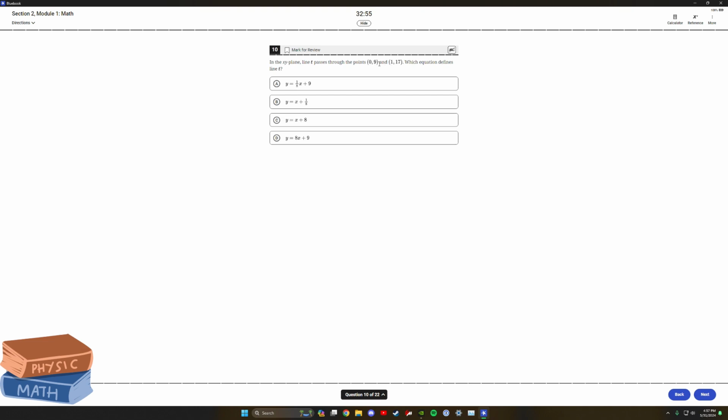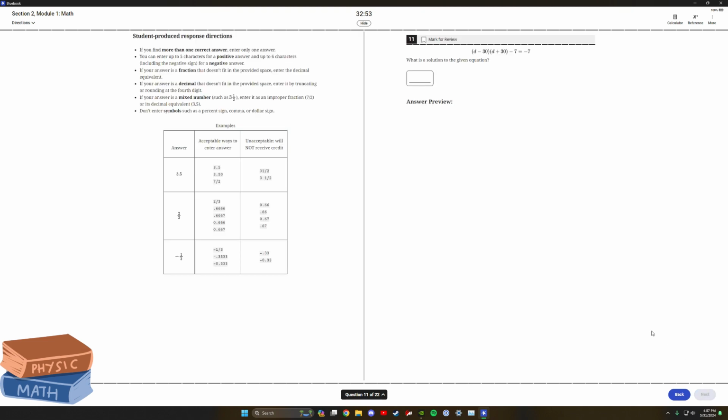Look at the slope. We're adding 1, we're adding 8. So the slope is 8. The only one that has a slope of 8 is that one.